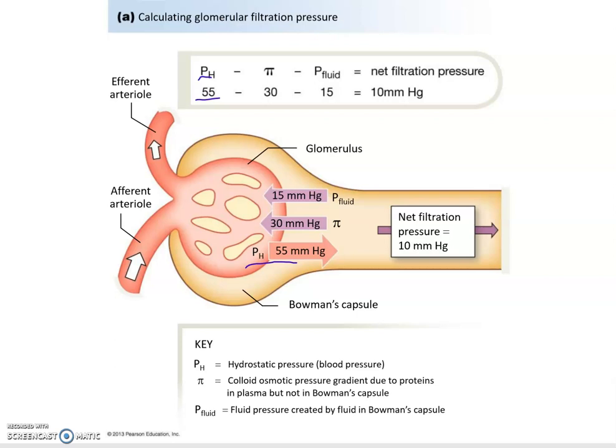Then we have an inward force that puts the fluids back in, and that would be the colloid osmotic pressure caused by the plasma proteins that are in the blood. That's minus 30 millimeters of mercury. And then we have another inward driving force, the fluid pressure created by the fluid in Bowman's capsule. As fluid builds up here, we're pushing fluids back into the blood, and that's minus 15 millimeters of mercury. When it's all said and done, we have 55 minus 30 minus 15, which adds up to 10 millimeters of mercury, and that is your net filtration pressure of 10 millimeters of mercury.